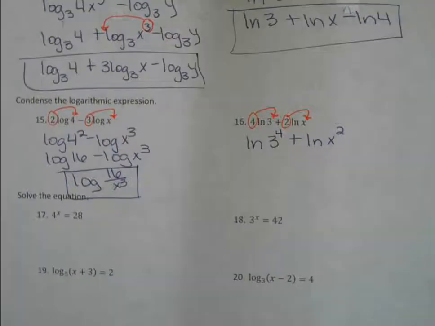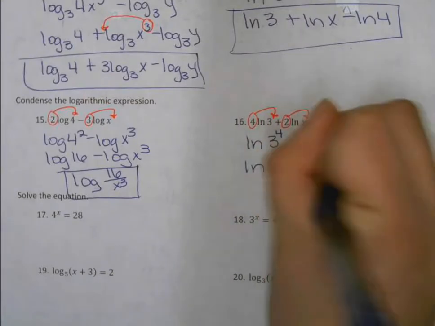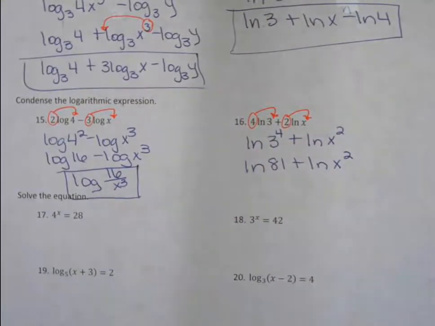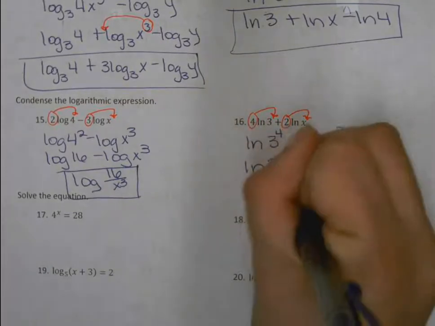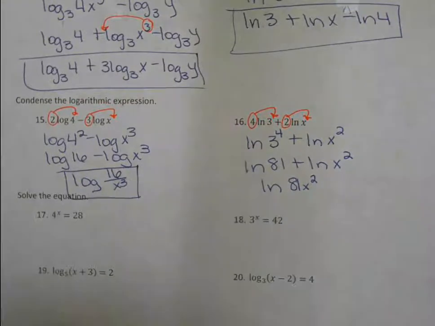So I move my exponents back where they belong. Do I know what 3 to the 4th power is? What is it? Okay. Then what? Yep. Because there was a plus in the middle, it's multiplication, so they just get written right next to each other.